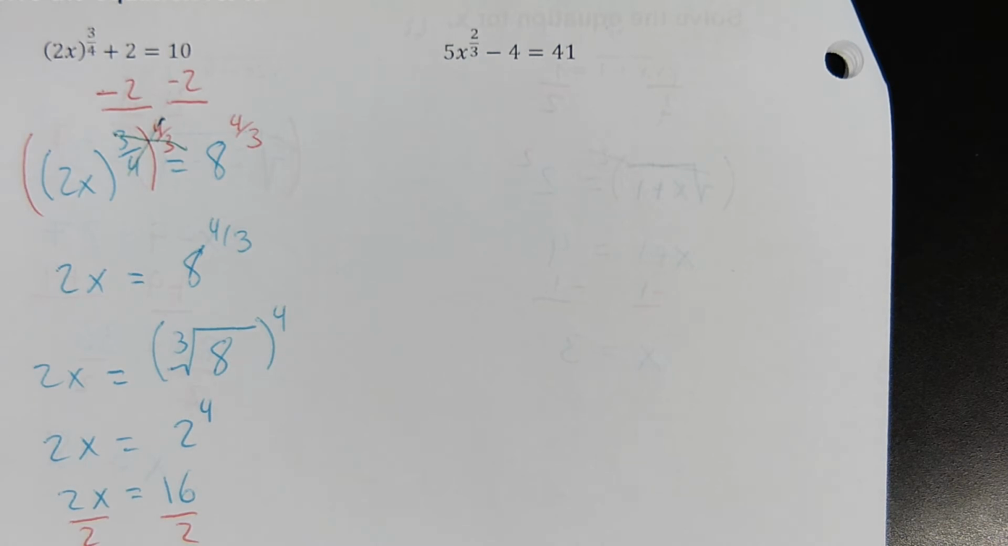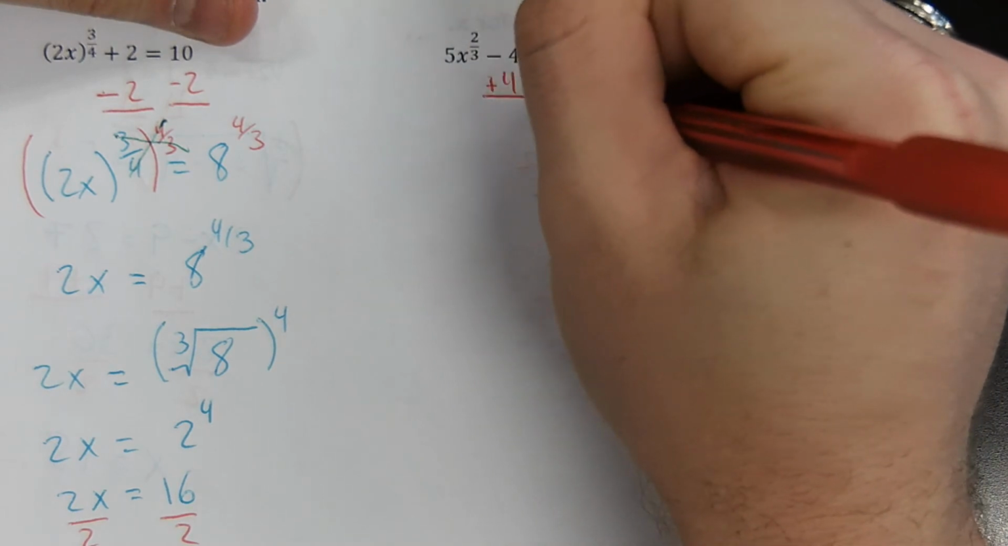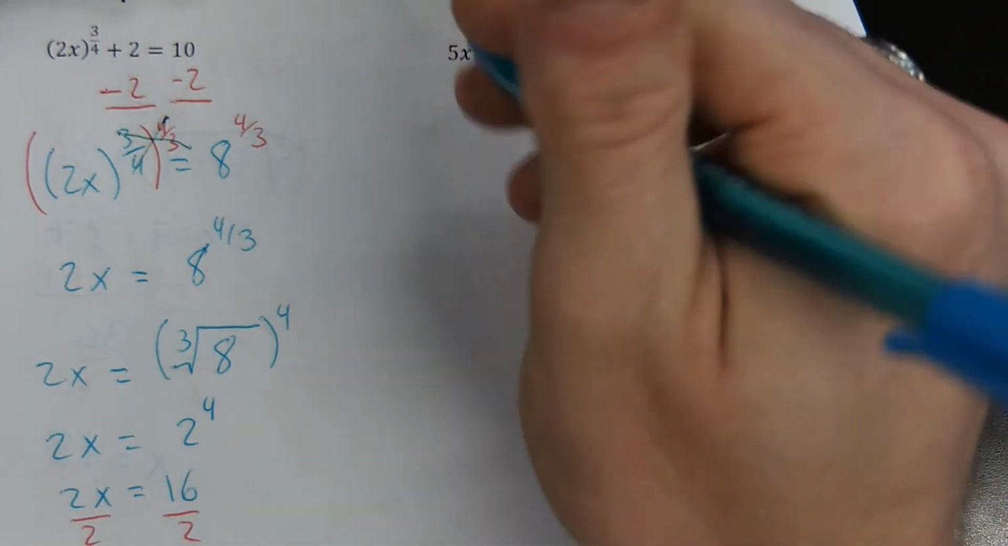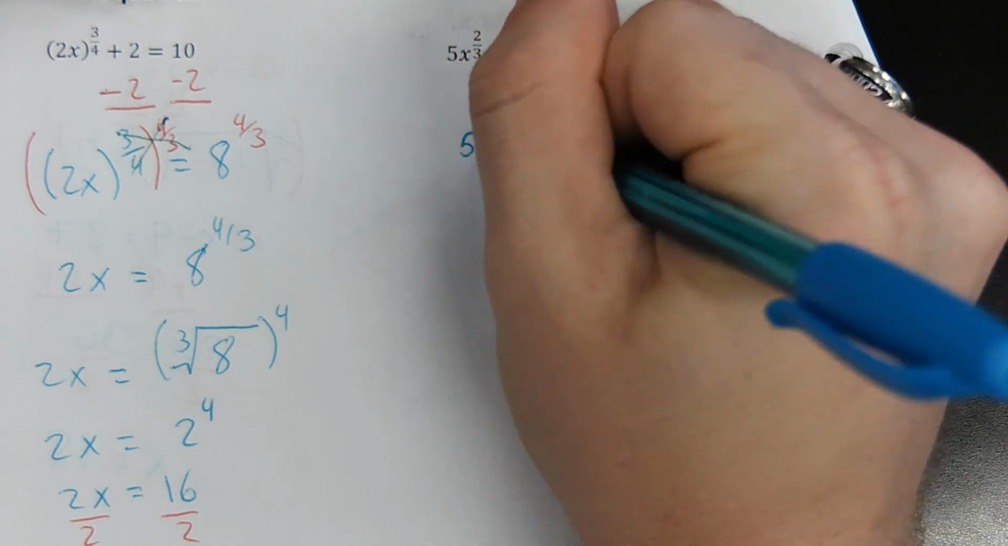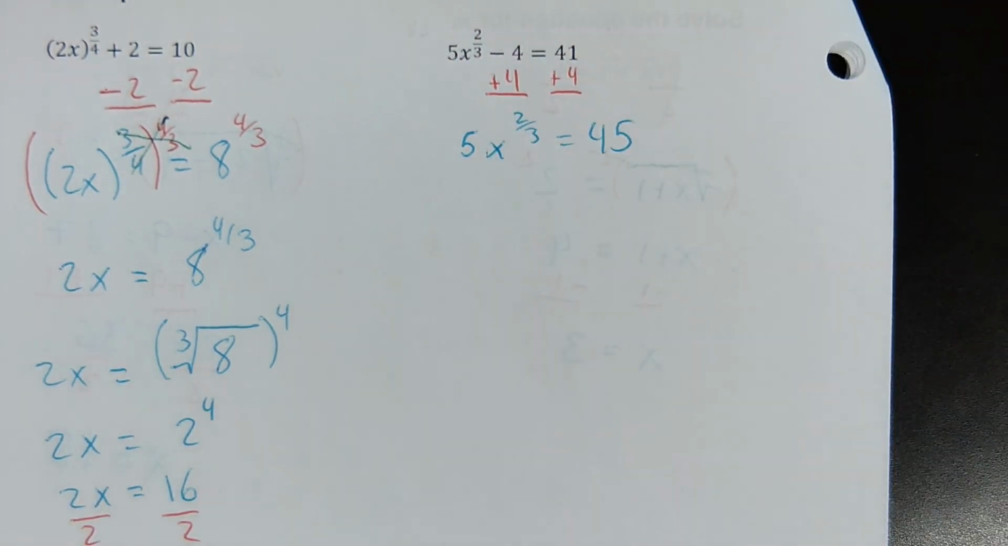Fraction exponent, speaking of the devil, let's make it happen. What would you do first? Add 4. Let's add 4 to both sides. Trying to peel this onion. What would we do now? Come on, more than Lewis knows this answer. Come on, guys.